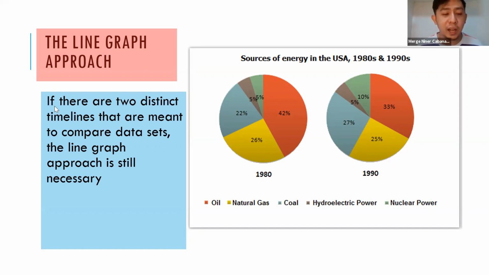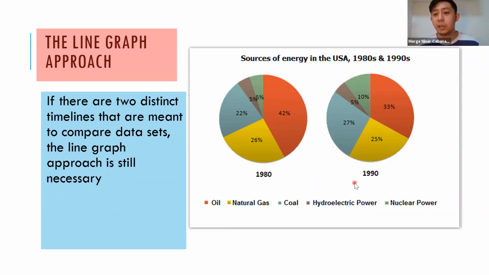There are two distinct timelines that are meant to compare data sets. The line graph approach is still necessary. There is a previous time, and there is another time, which means to compare the two. Take a look at this. You have the 1980 figure on the left side, and on the right side, you have the 1990 figure.